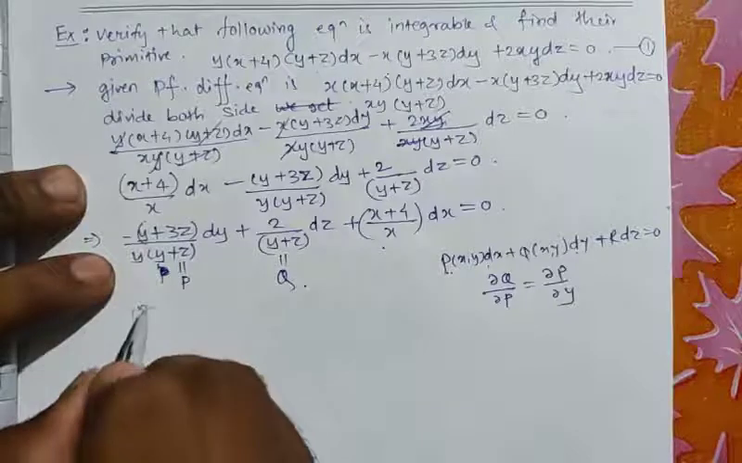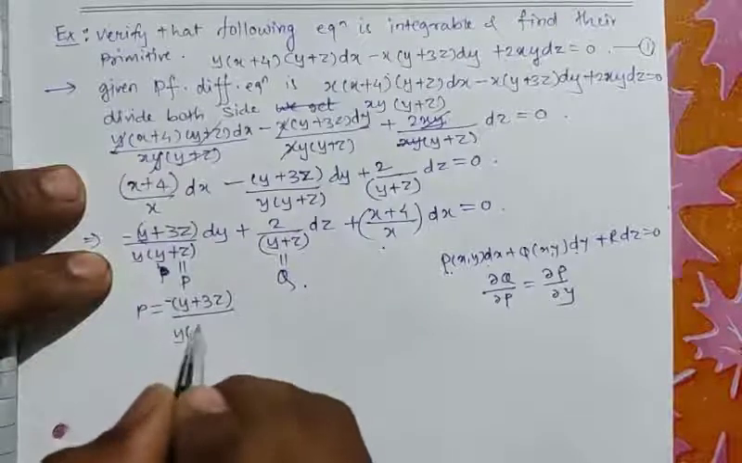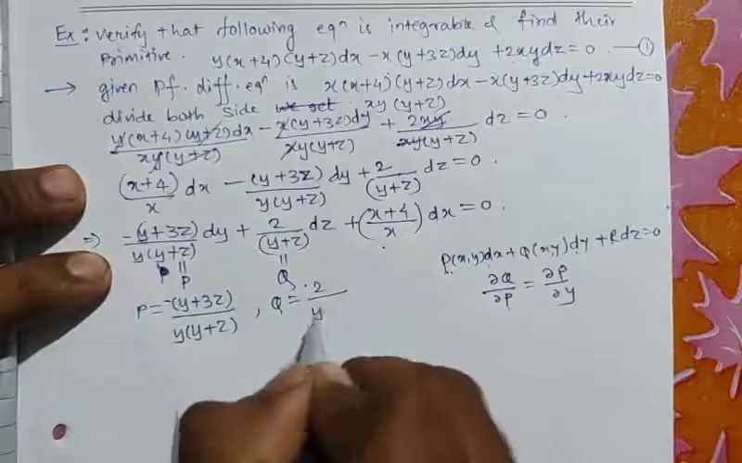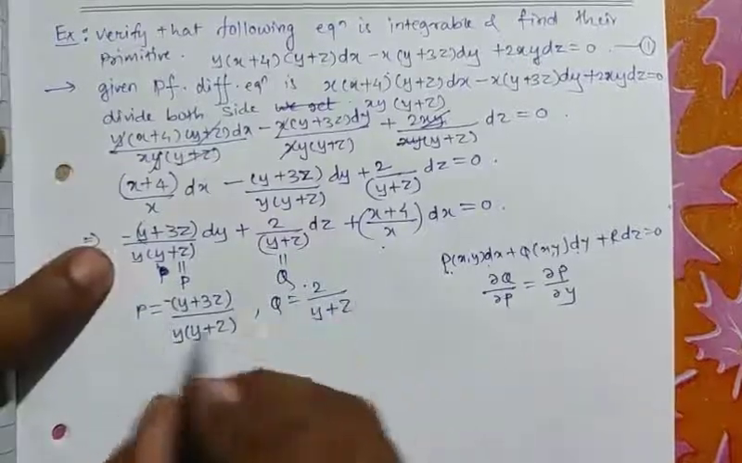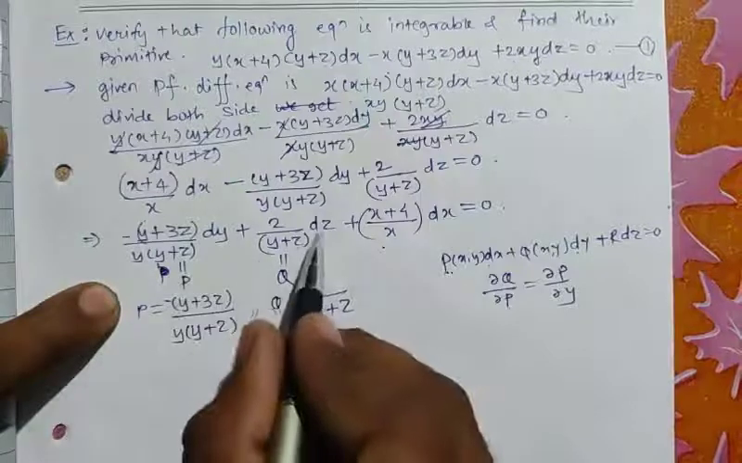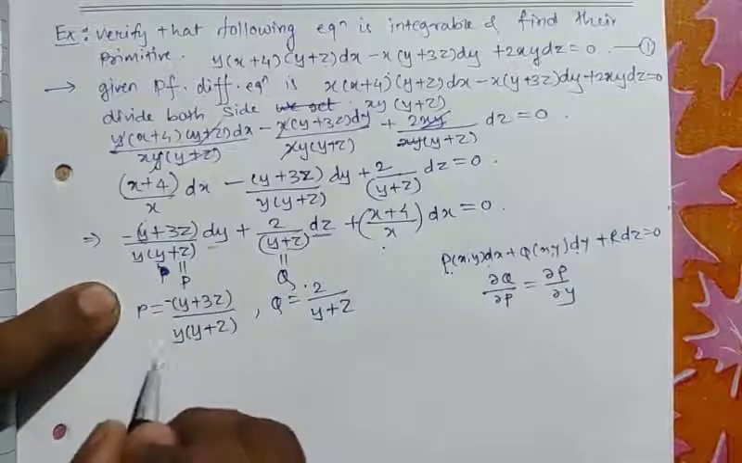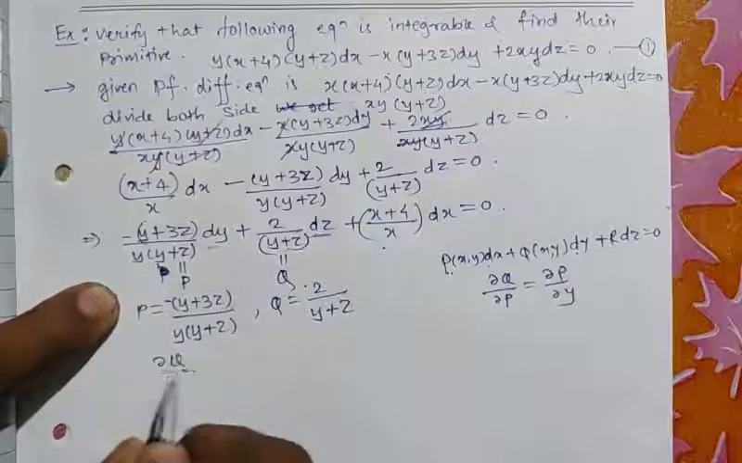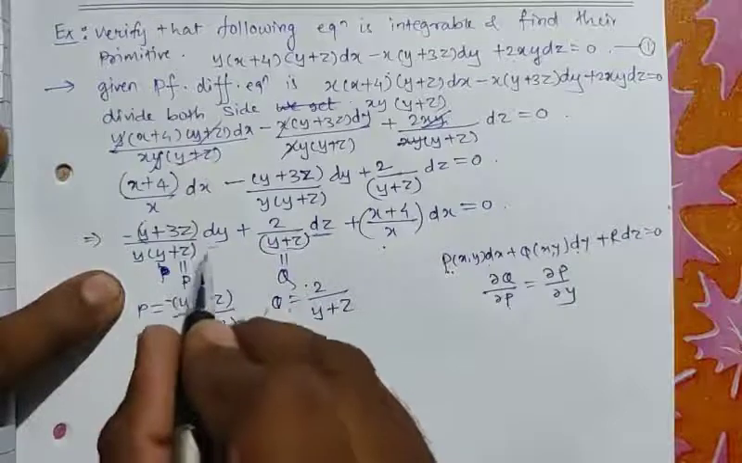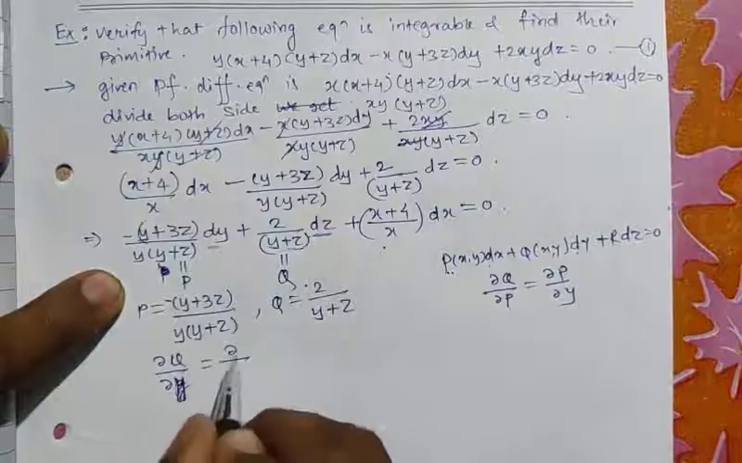The value of P is −(y+3z)/(y(y+z)), and the value of Q is 2/(y+z). So we take the derivative of P with respect to z and of Q with respect to y. Sorry, here it is ∂Q with respect to y, so ∂/∂y.